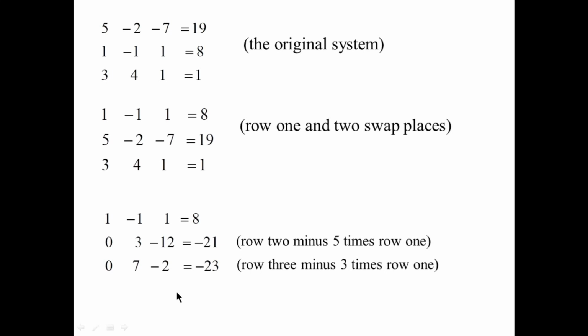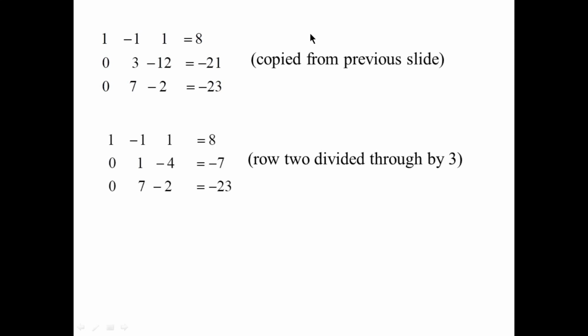Now this is where it becomes quite easy to make an error, and you don't want to do that. So let's move on, just carrying this forward. Our next task is to make a 1 happen here. Make a 1 happen without messing up the 1, 0, 0 that we worked so hard to create. So we need a 1 here. And I can see that if I divide through by 3, I'll have a 1. So I'll take row 2 and divide through by 3. Very simple. Copy the other 2 rows. And now I've got a 1 here.